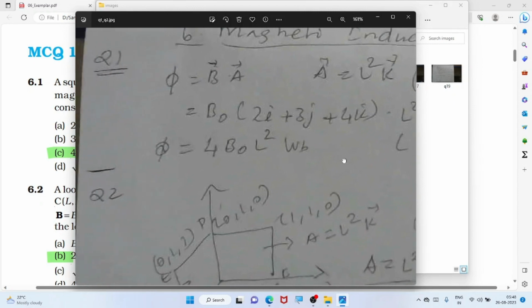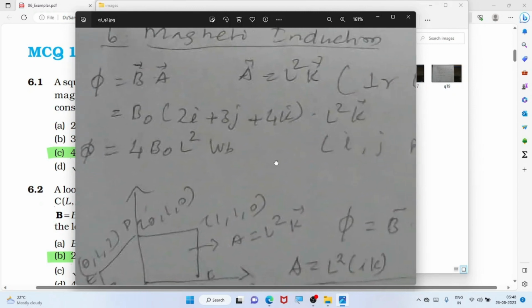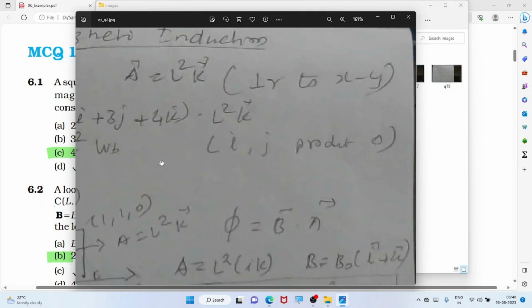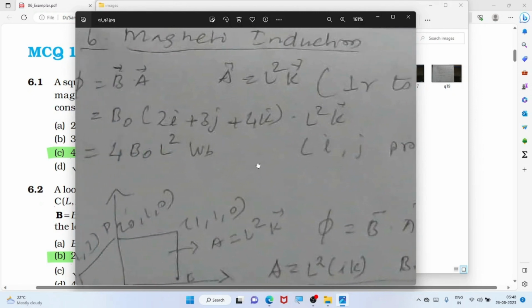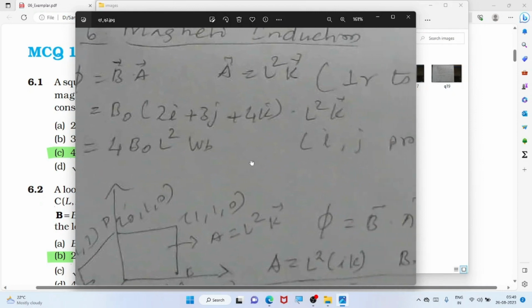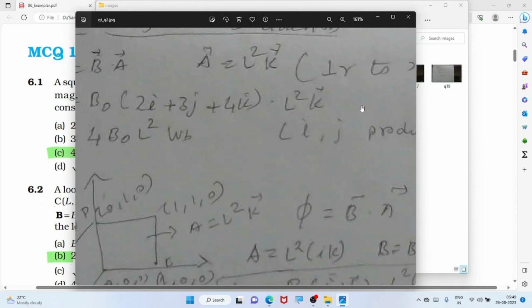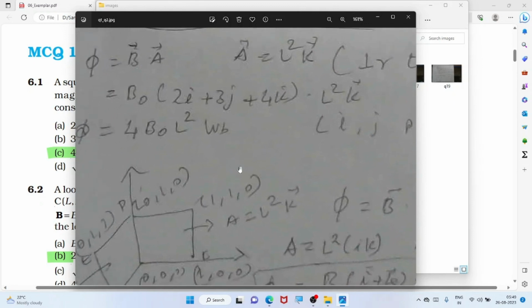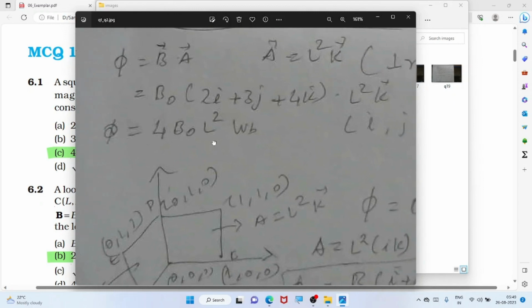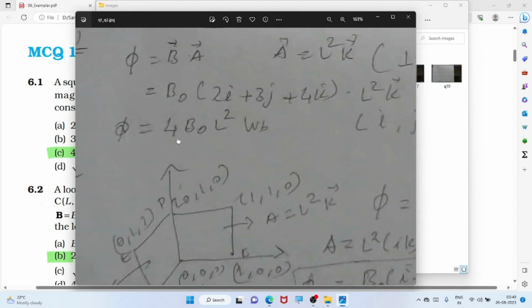So the magnetic flux equals B dot A. The area vector is perpendicular to xy, that is k. So this is the B naught. Here, B dot A: when you do the product, only the k component is multiplied. There is no i component and j component in the area. So only the k component is multiplied, and this is 4 B naught L square weber. That is the unit of the magnetic flux.